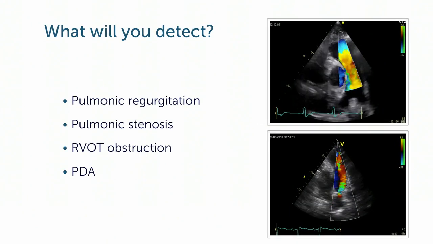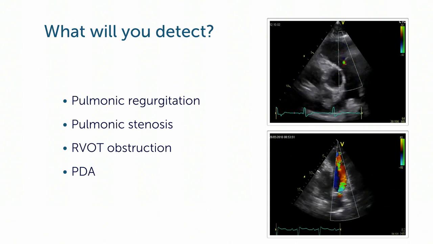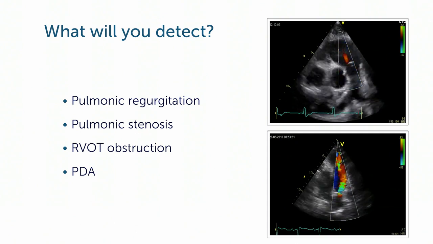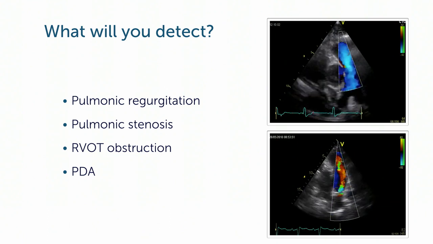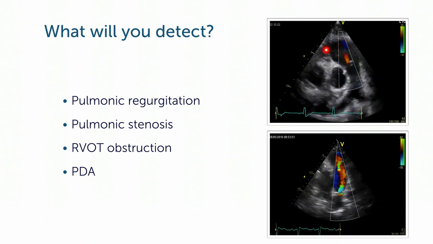of the pulmonic artery and the pulmonic valve? Well, regurgitation as we saw, but also pulmonic stenosis. In this case, what you will see is turbulent flow across the pulmonic valve. We can detect RVOT obstruction, then you'll have the flow acceleration somewhere up here. And as already mentioned, the PDA.